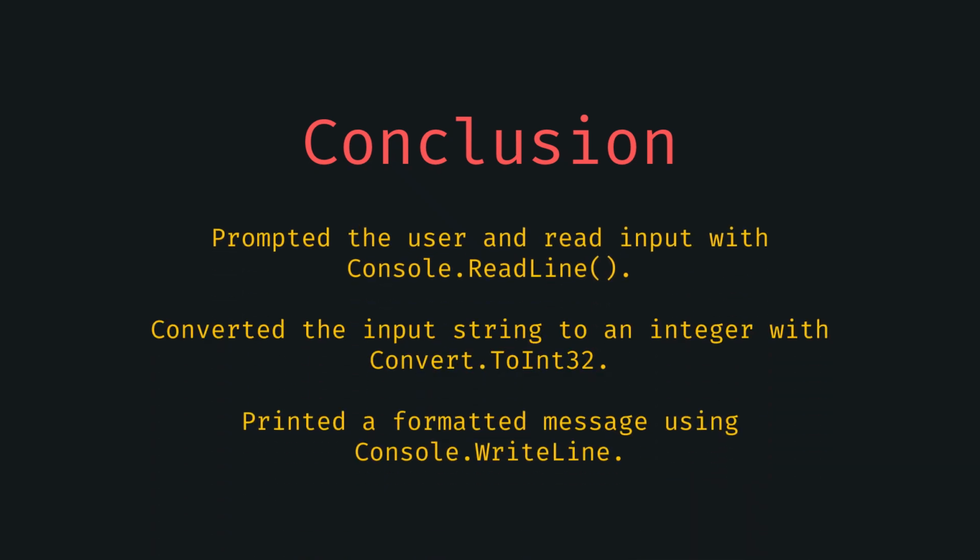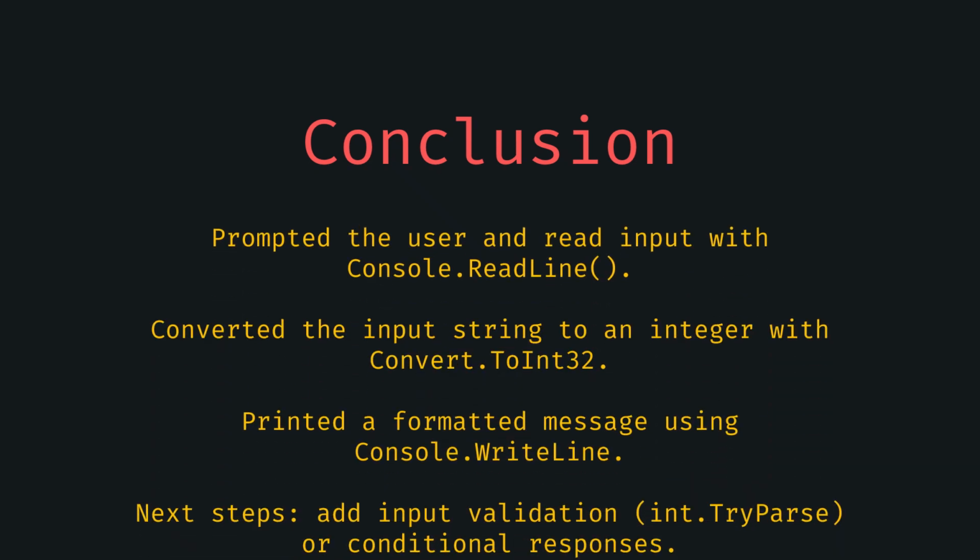To wrap up, we've built a concise C# program that asks for the user's age and prints a friendly message with that number. It's a great beginner exercise to practice console I/O and string formatting. For more robust programs, add input validation and consider branching logic to vary the message. Nice work. Keep experimenting.